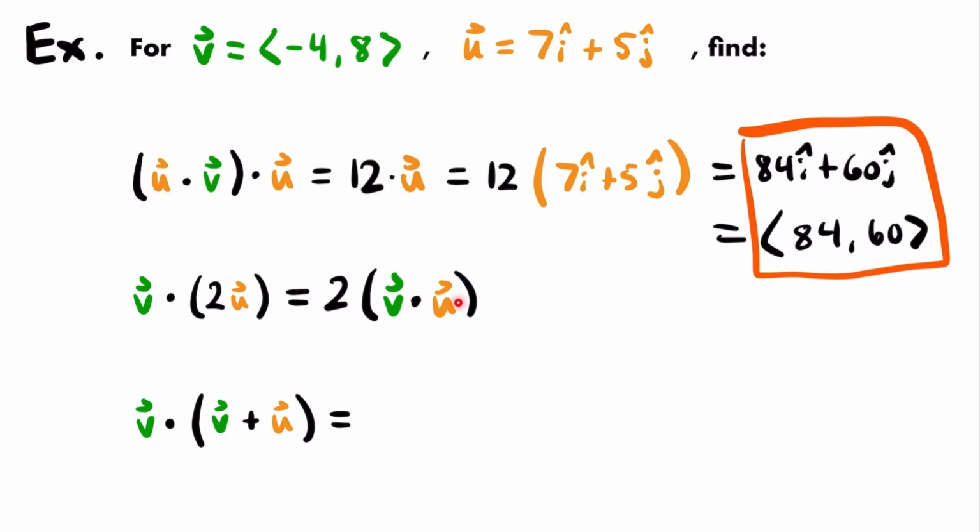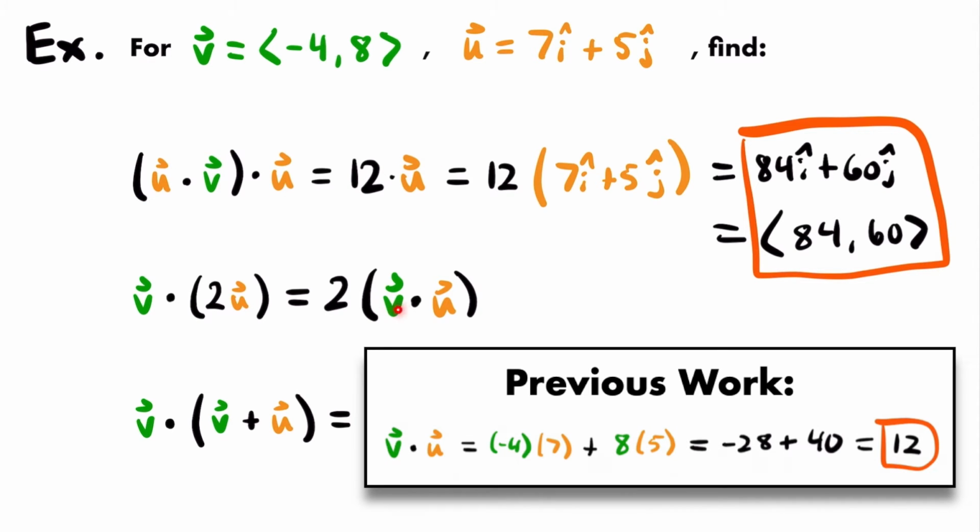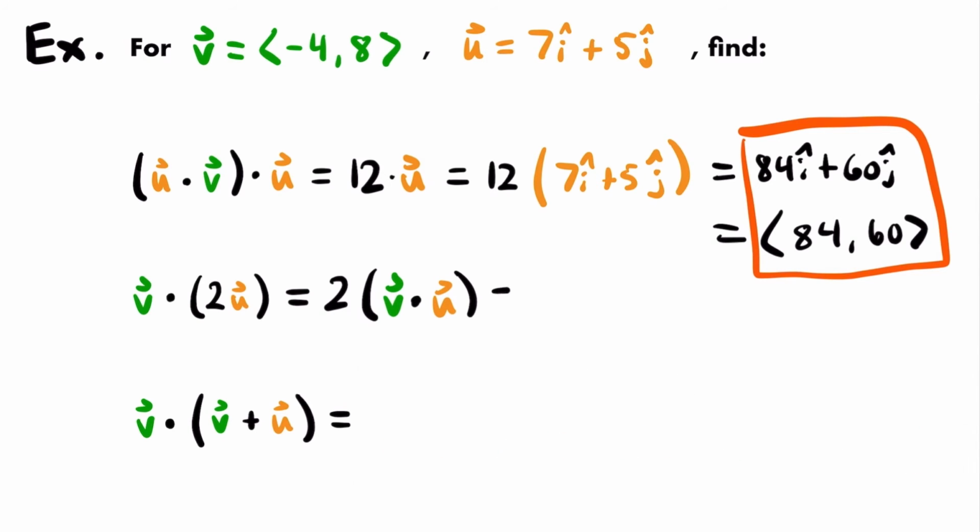All right, and the reason why this is useful is because, once again, we already calculated the dot product of vector v and vector u. We found that it was 12, right? We used that in this calculation as well. At the very beginning of this video, we found that vector v times vector u, the dot product of those vectors, was 12. So this is equal to 2 times 12, which is equal to 24. And so 24 is the result of vector v times 2 times vector u.